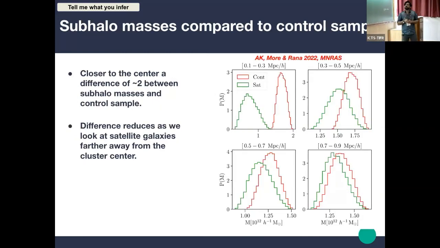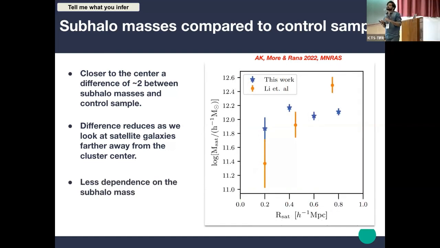Here I am showing you a posterior distribution of the mass histogram for these control galaxies, which are not from the cluster, and satellite galaxies, in red versus green. If you look at the first panel, the upper left, you see that there is some mass difference between these satellites and these non-cluster galaxies. And as you move far, meaning as the separation of the satellites from the cluster center increases, the mass differences between these two samples are nulling out and start looking similar. We also ask a question: is there some dependence of subhalo mass on the distance from the cluster center? We don't find such strong dependence.